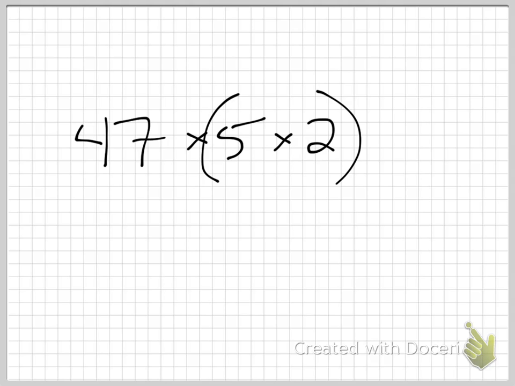What if it was this question, though? What if it was 47 times 5 times 2? Same question. This time, what did you do first? What should you do first? The 5 and the 2. Right? Now what property was this one? Associative property. You didn't have to move anything. You just chose to do the 5 and the 2 first. Does that make sense? Okay.